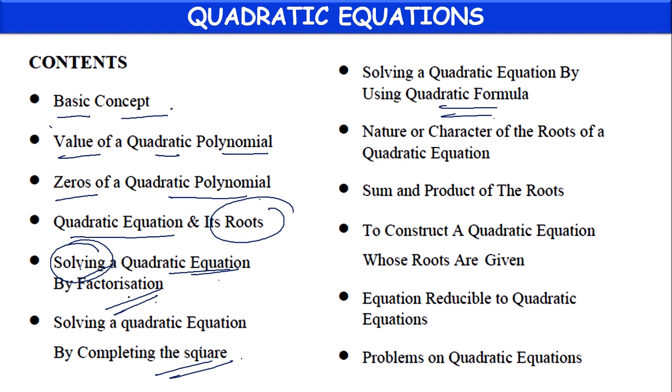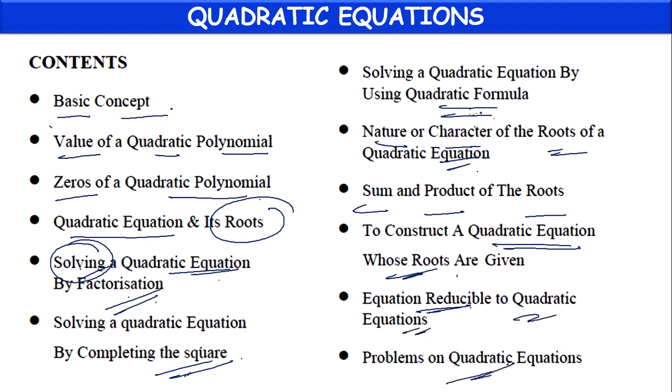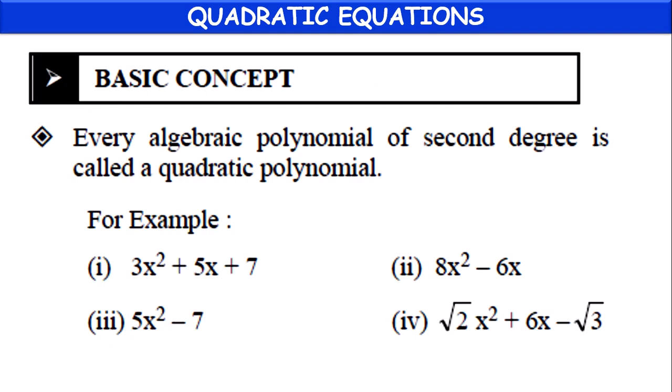One is by factorization, another one is by the completing the squares method, the third one is using the quadratic formula. And one more thing, the nature and character of the roots of a quadratic equation, that also we are going to learn. And about the sum and product of roots, how to construct a quadratic equation whose roots are given, or how to reduce a quadratic equation, or problems based on different quadratic equations. All these concepts we are going to learn in this chapter. So let's start the concepts one by one.